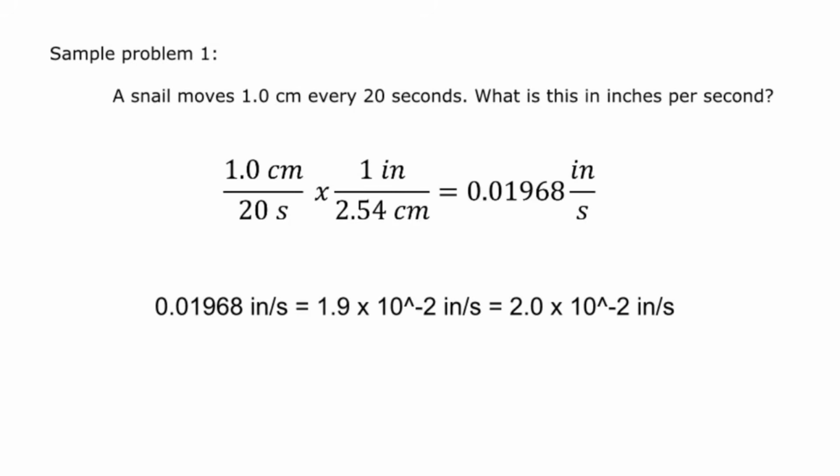1 centimeter every 20 seconds is 1 centimeter over 20 seconds multiplied by our conversion factor. 1 inch equals 2.54 centimeters. Cancelling all similar units, we multiply 1 by 1 and divide by the product of 20 and 2.54. The result is 0.01968 inches per second. Expressing the result, 0.01968 inches per second, in scientific notation, we can write it as 1.9 times 10 raised to negative 2 inches per second. By rounding off, we can get 2.0.